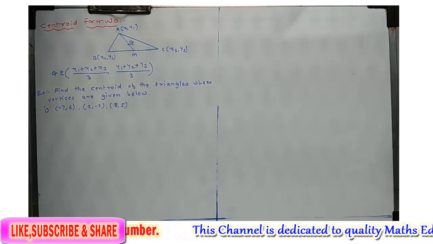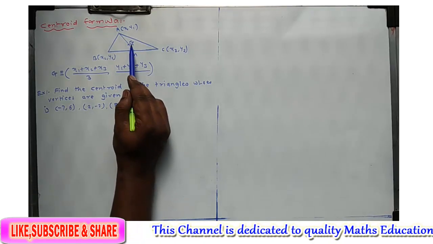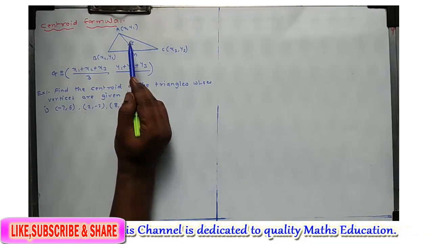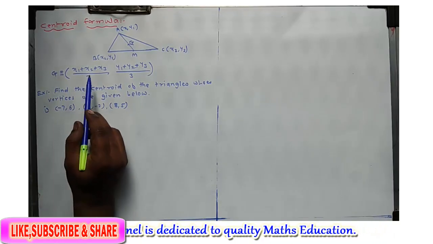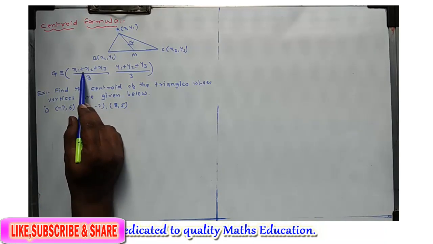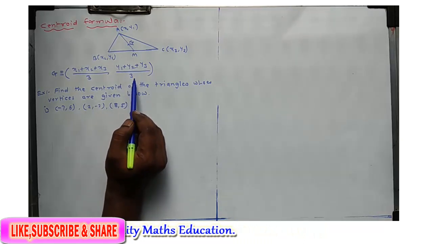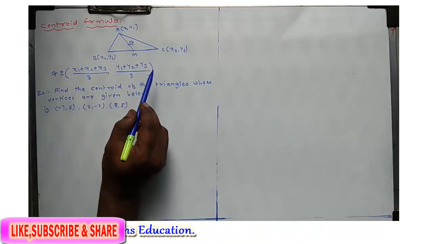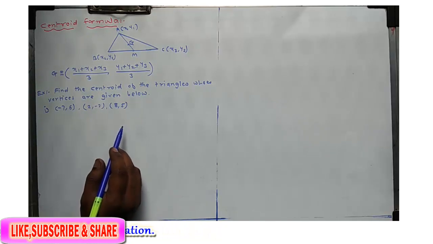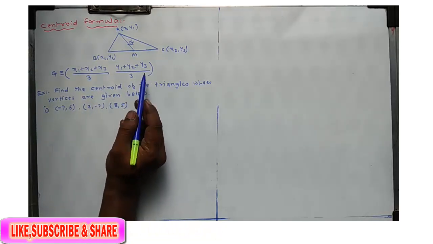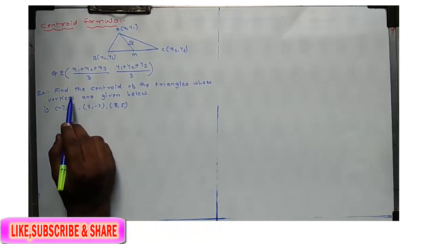So we denote that centroid by G. Then the coordinates of G are given by this formula: (x1 plus x2 plus x3 upon 3, comma y1 plus y2 plus y3 upon 3). This formula is called the centroid formula. And by using this formula we have to solve this example.